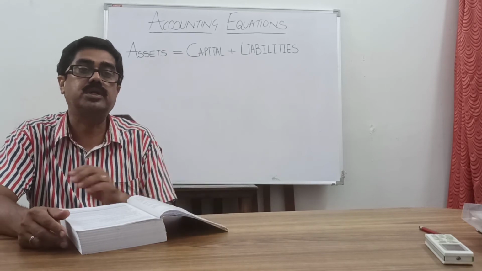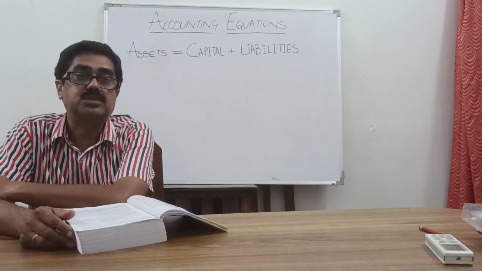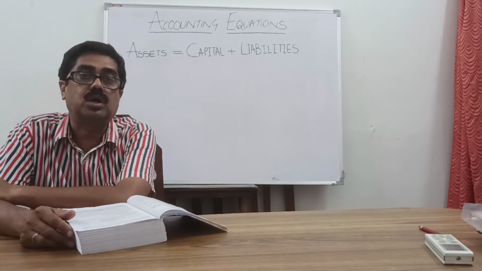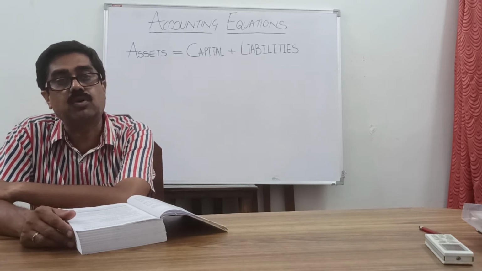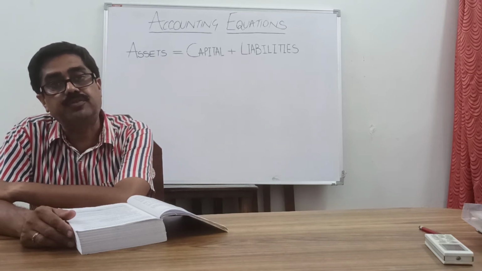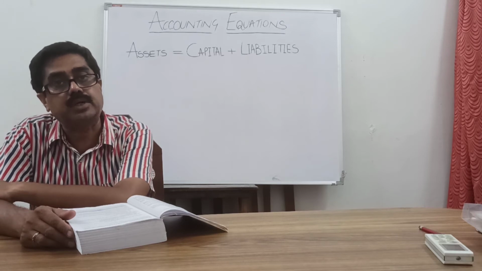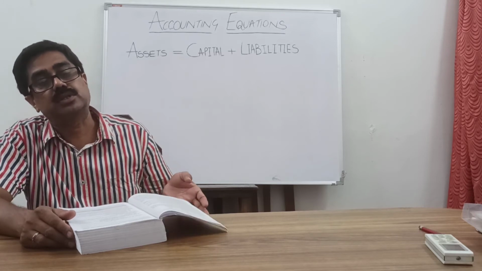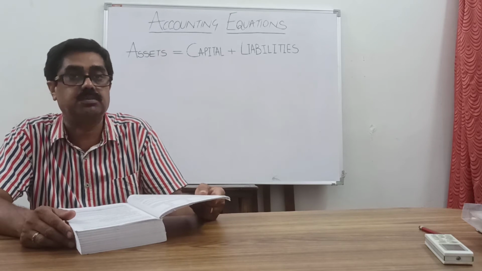The first account is assets account. Assets account means all those accounts which remain in the business for many years. They may be fixed assets or current assets. Fixed assets like furniture, land, building, plant, machinery.